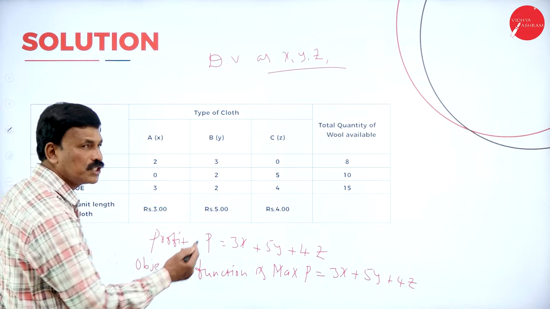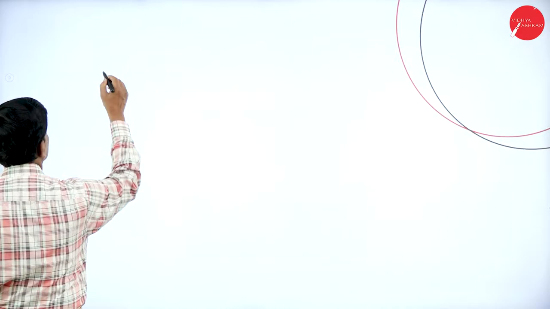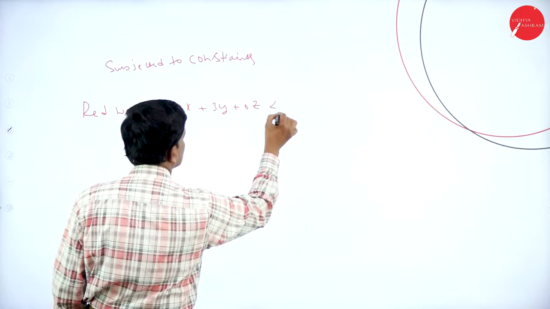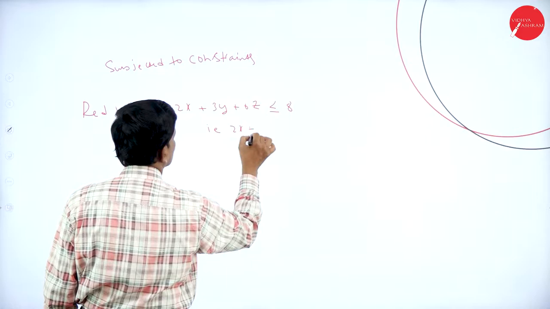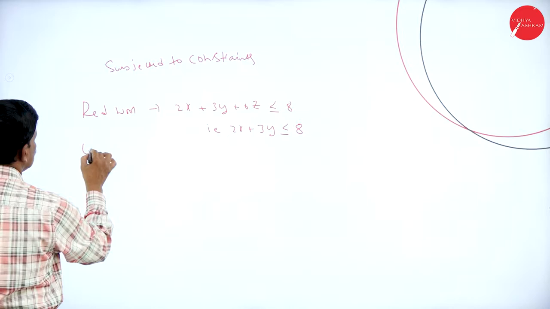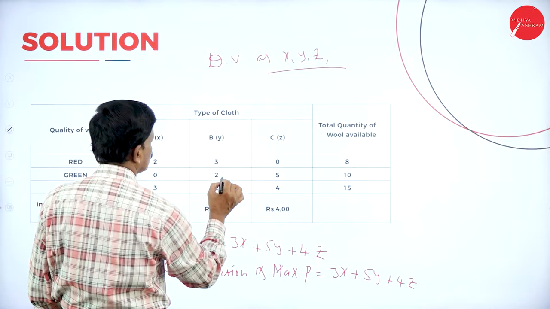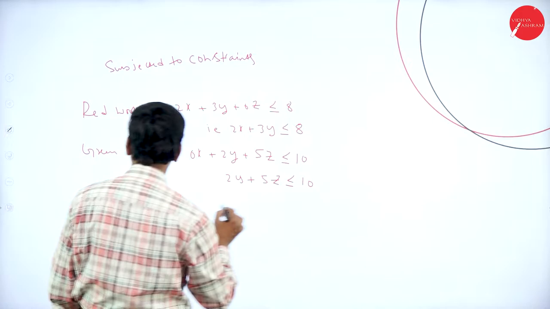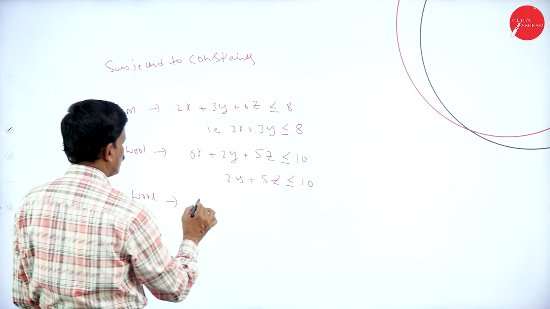Now let us put it in the form of a mathematical equation. Subjected to the constraints: first, for red wool, 2x plus 3y plus 0z is less than or equal to 8, that is 2x plus 3y is less than or equal to 8. For the second one, green wool, 0x plus 2y plus 5z is less than or equal to 10, that is 2y plus 5z is less than or equal to 10. For the third one, blue wool, 3x plus 2y plus 4z is less than or equal to 15.